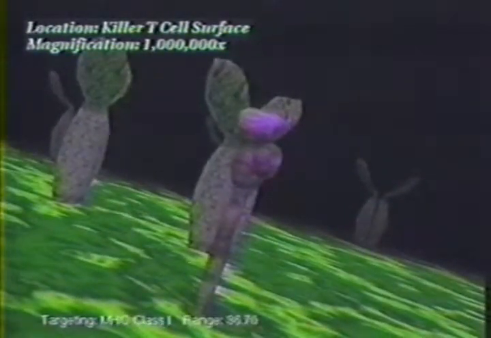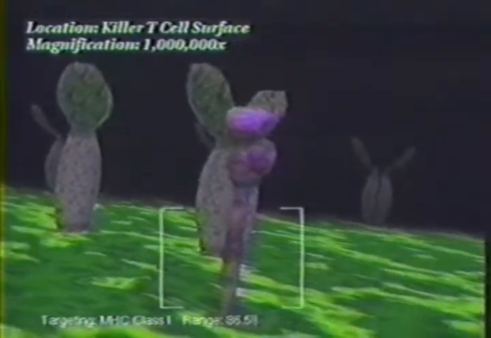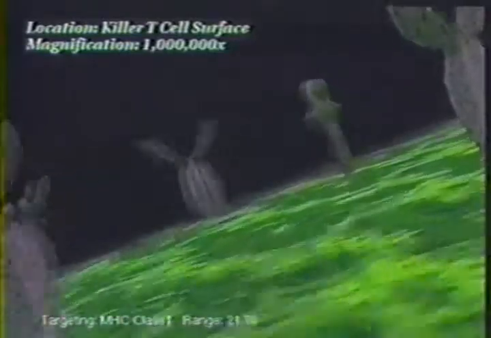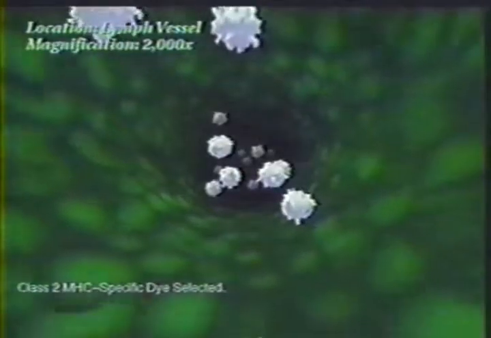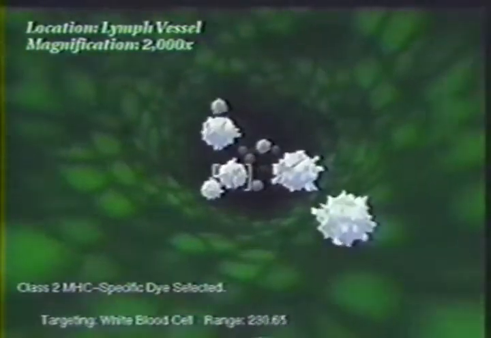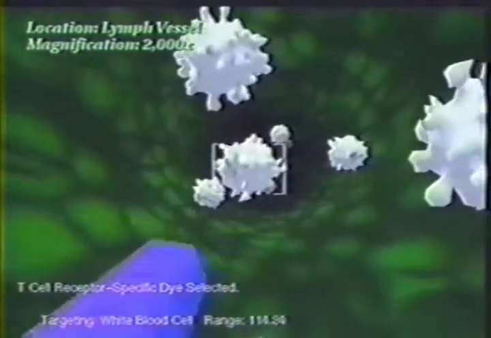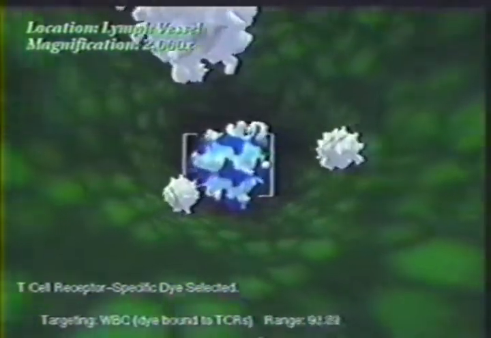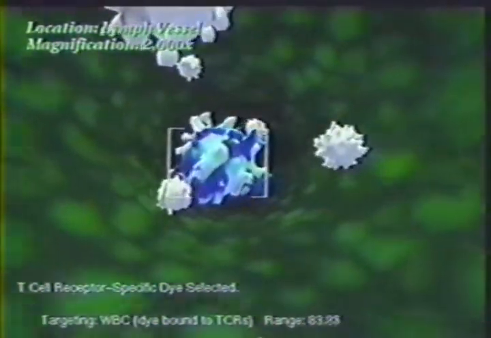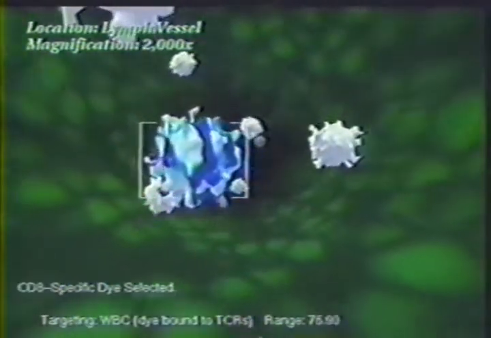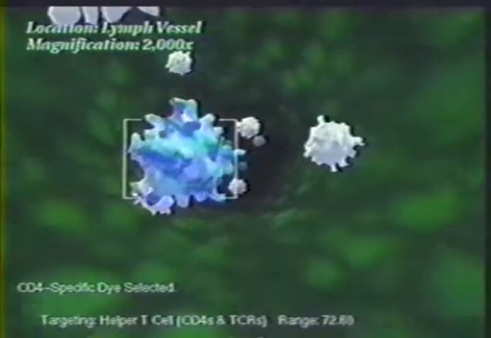Also, on the surface of the killer T cell, we find MHC class I, a cellular footprint, which is found on the surface of all nucleated cells. We have emerged from the surface of the killer T cell and find ourselves once again in the lymph vessel. Using our dye torpedo system, we now identify a helper T cell and approach to make a surface pass.